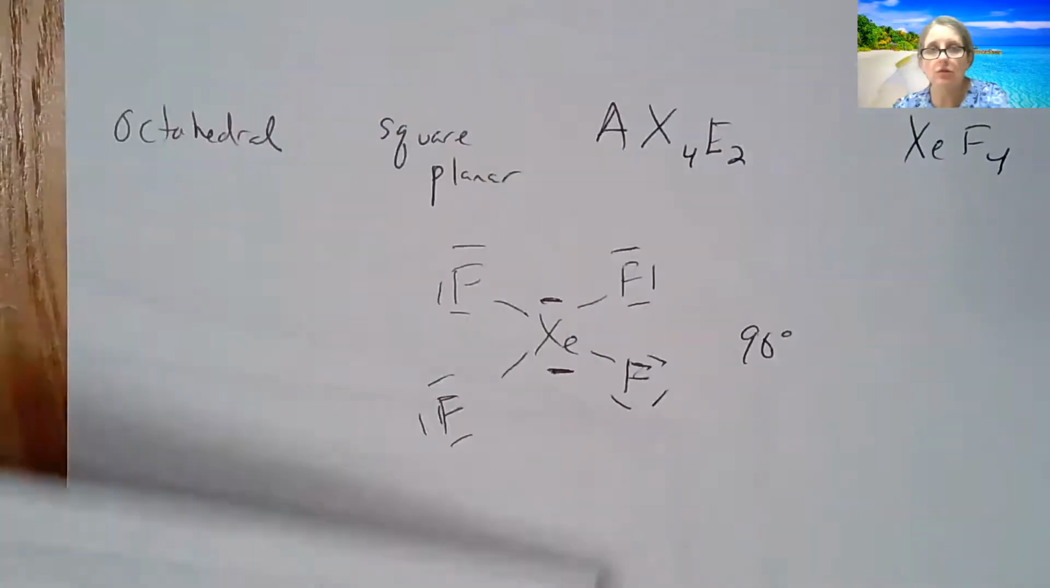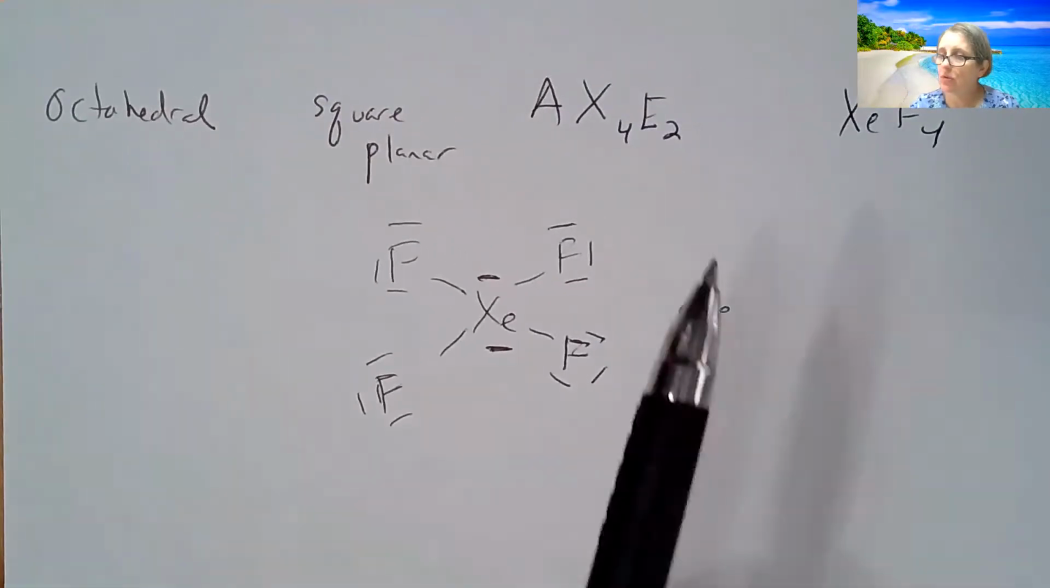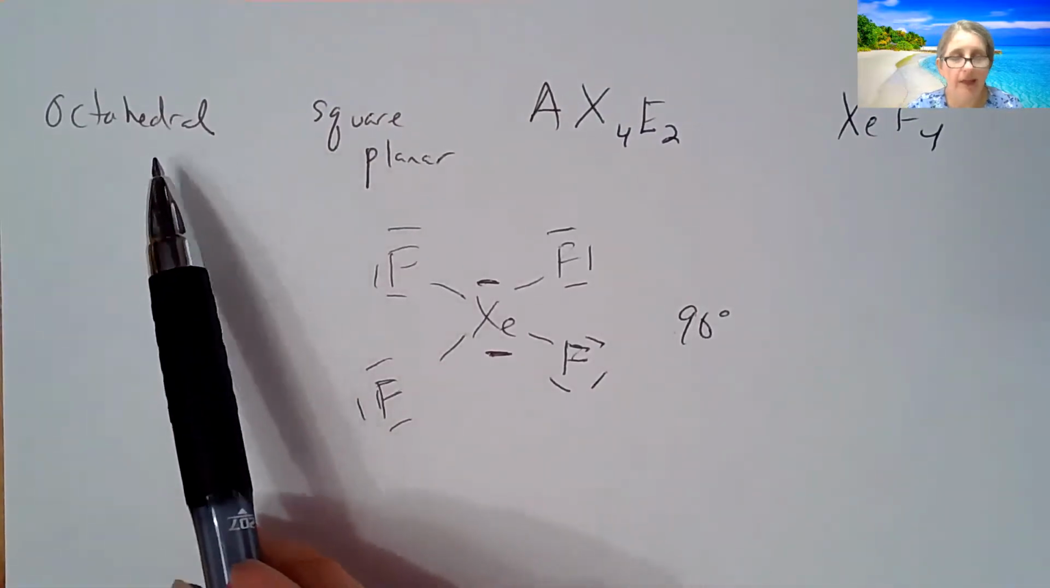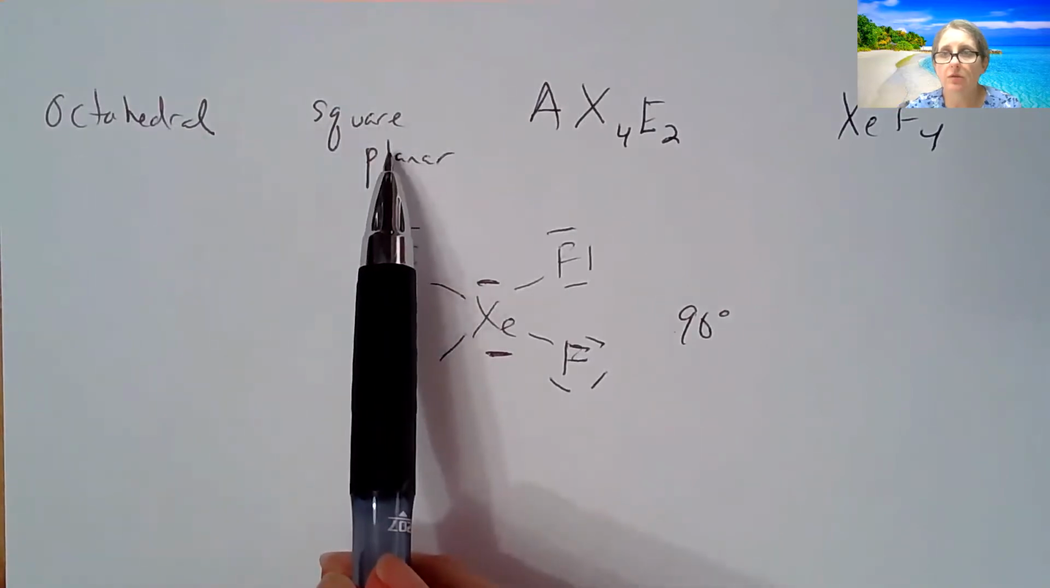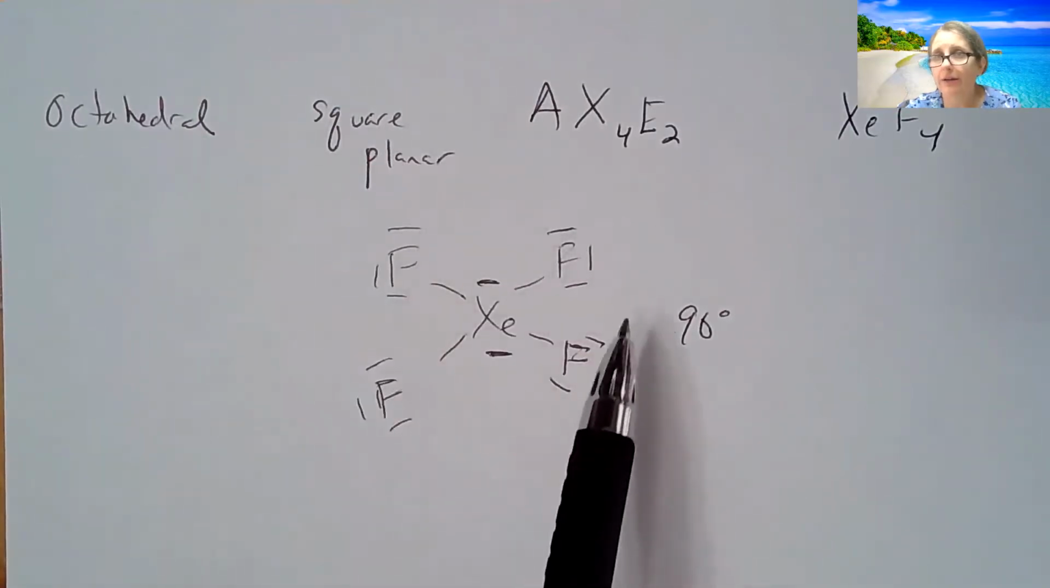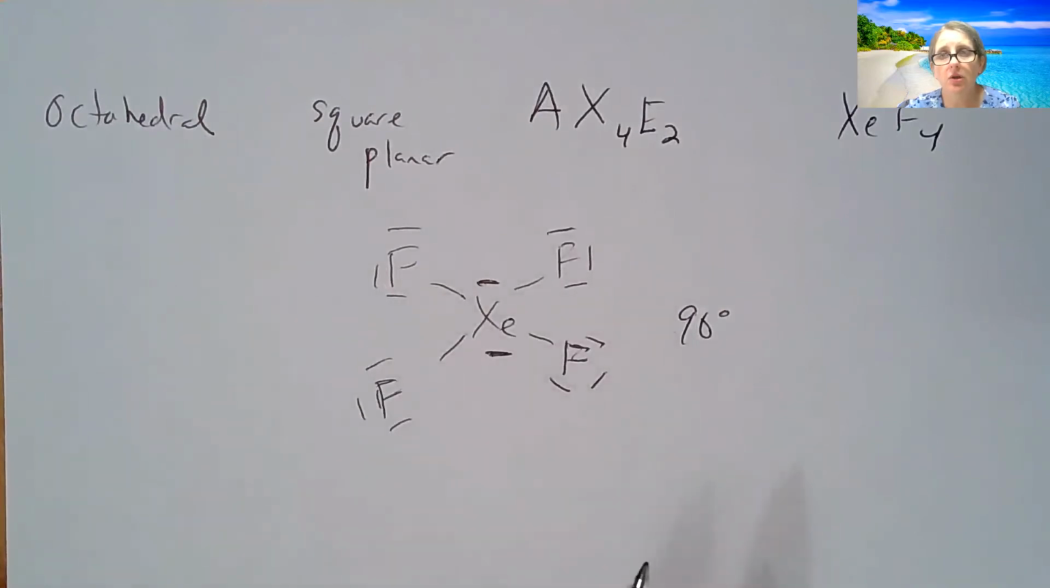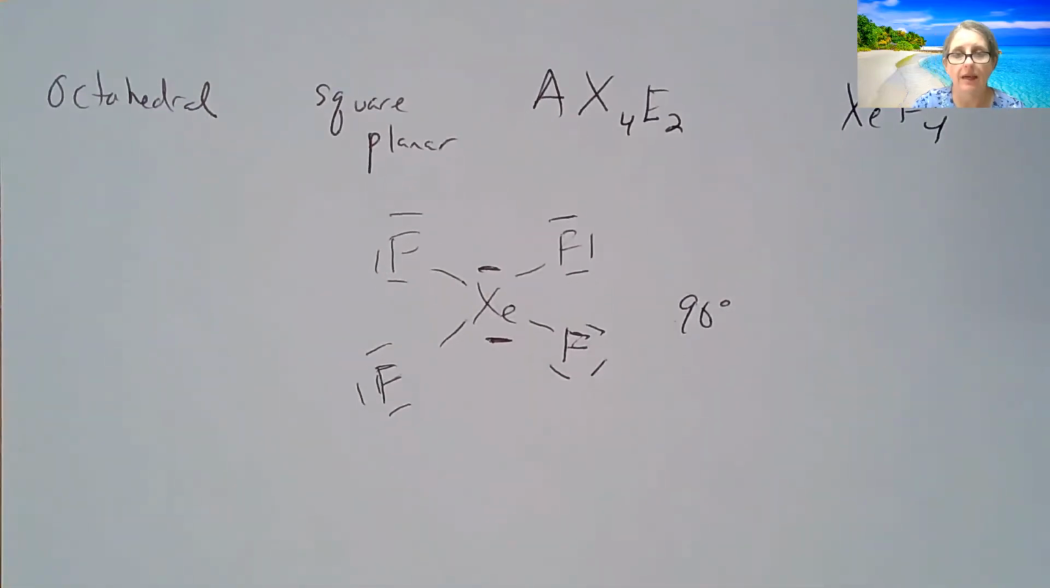So when I ask you to draw them, I do expect you to give me the electron shape and the molecular shape and keep those straight as to which way they go. I don't care how you draw them, just as long as you have the correct number of lines and lone pairs.